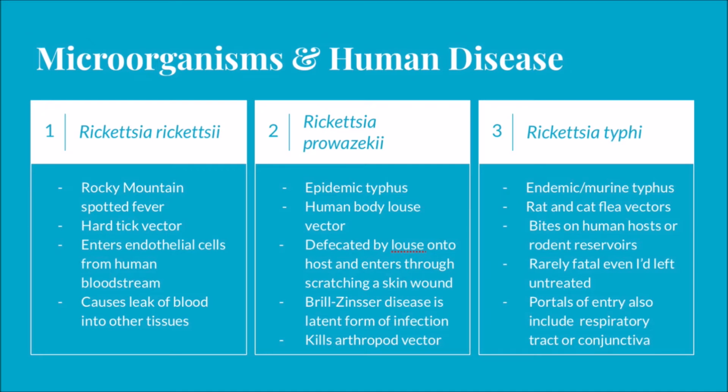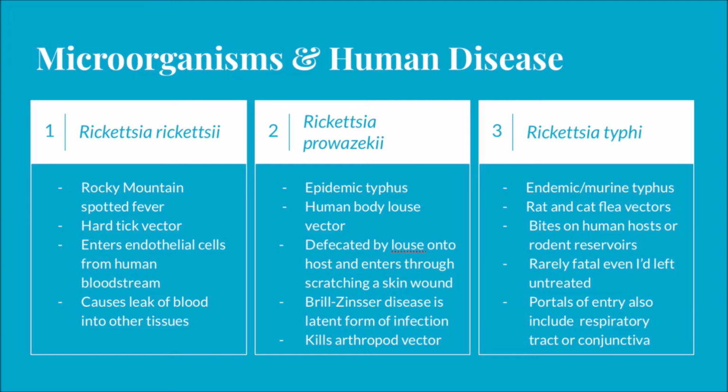Rickettsia prowazekii is known to cause epidemic typhus in humans. It is brought on by human body louse. These lice defecate the bacteria onto the host, which would then enter through scratching the bacteria into a skin wound. In some cases, this disease can reoccur in those who have had it previously, and it is known as the Brill-Zinsser disease. One unique trait about Rickettsia prowazekii is that it actually kills its arthropod vector, which deviates from the standard notion of symbiotic relations.